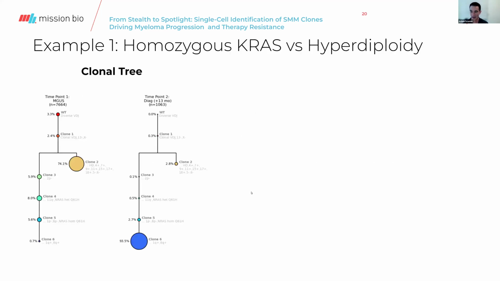So jumping into it, we have this sample, which I referenced in an earlier slide. What I've got here is the clonal tree of this sample. You've got the earlier time point, in this case MGUS, and then we have the later time point, which is 13 months later when the patient was diagnosed. And what you see is there's this branch structure.